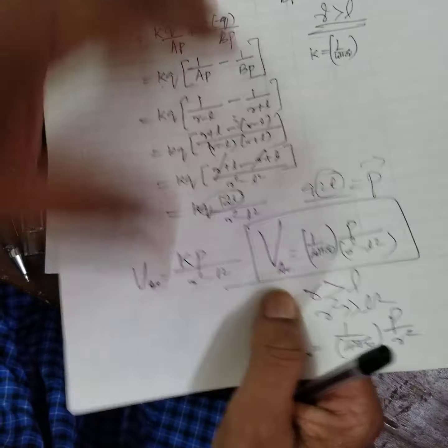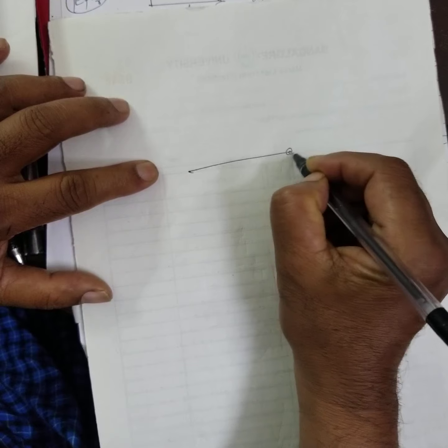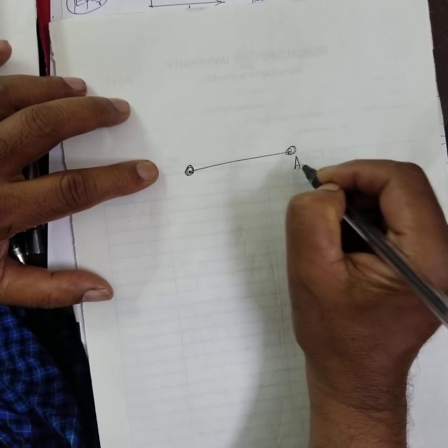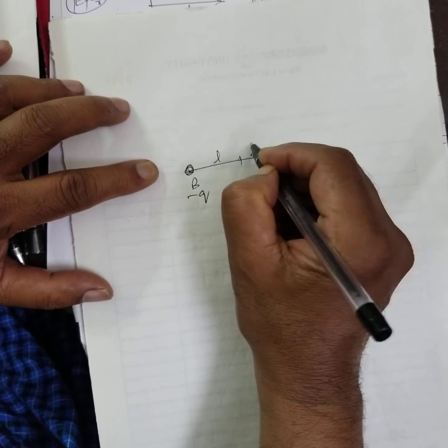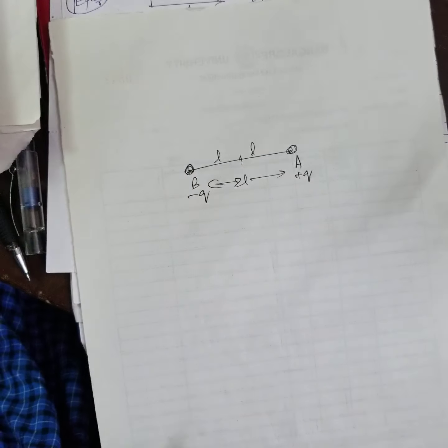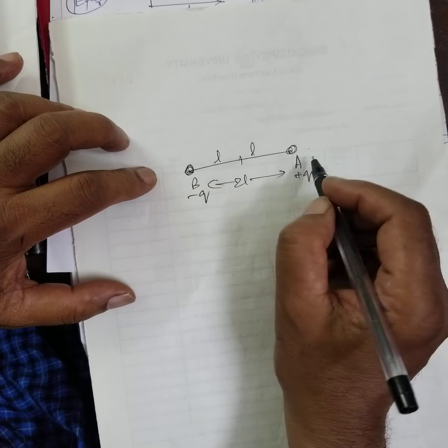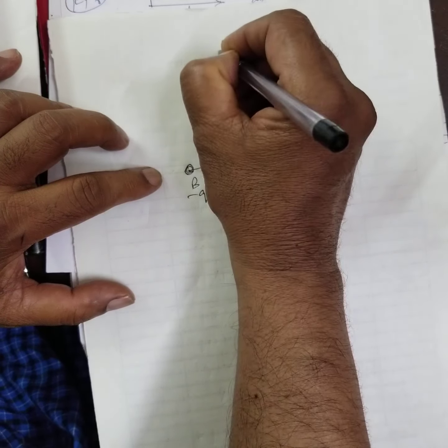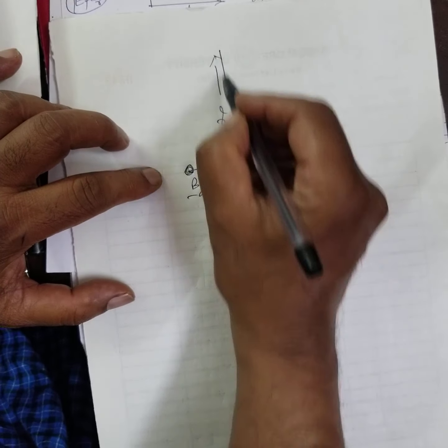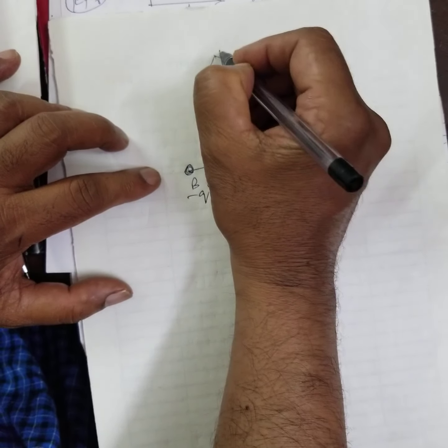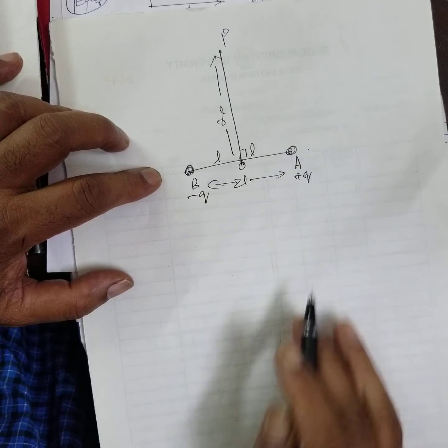Then what is potential on the equatorial line? At A you have a charge plus Q, at B you have minus Q, and 2L is the distance between the poles, that means the positive charge and negative charge. Now take the perpendicular bisector. R is the distance from the center to the point P. P is a point at a distance of R from the center of the dipole.